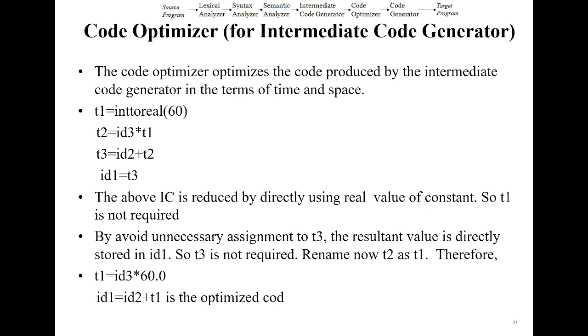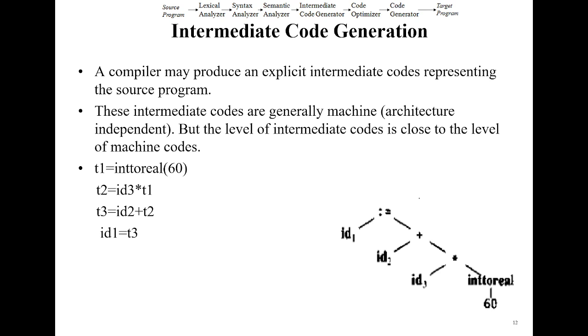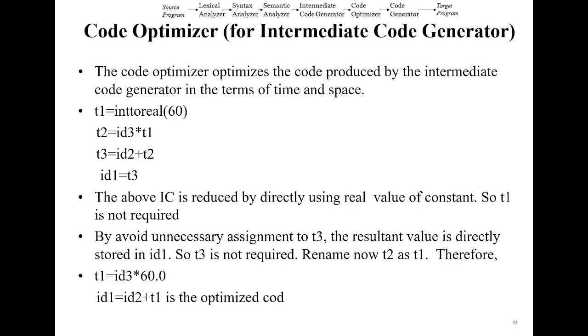Code optimizer. In the code optimizer, we are reducing the number of intermediate codes. So here the int to real conversion can be done implicitly, and T3 is not required. Directly we can assign to ID1. Right. So the optimized code is T1 is equal to ID3 into 60.0, and you are assigning ID2 plus T1 directly to ID1.